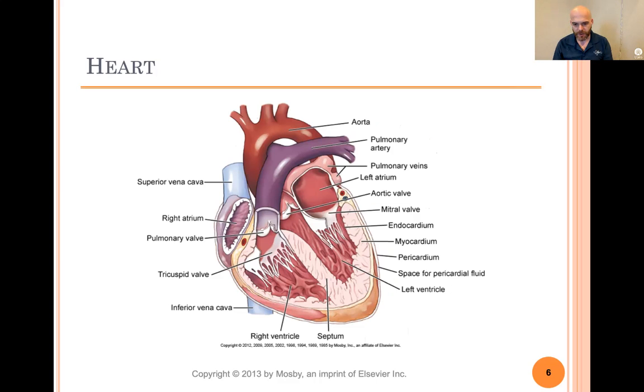This is just a very intricate picture of the inside of the heart. We're not going to be tested on this, but it's very interesting.